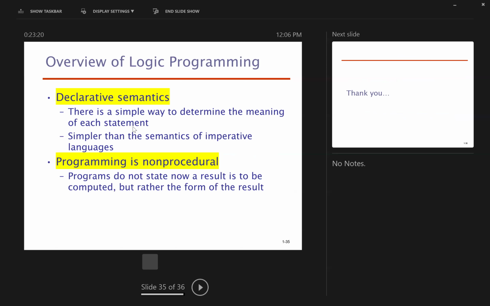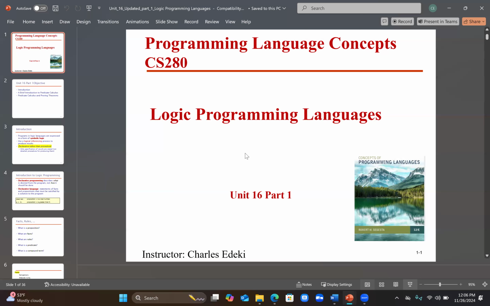Then the last section on this slide is declarative semantics. As we all know, programming regularly is procedural. We have to write an algorithm. But here we are talking about logic programming. It's not procedural, so non-procedural. Programs do not state how a result is to be computed, but rather the form of the result. So that's the whole concept of logic programming language. Now, if no question, then let's go straight to the second slide.